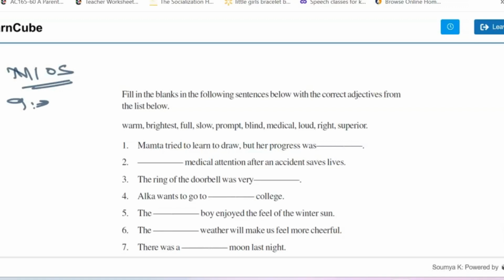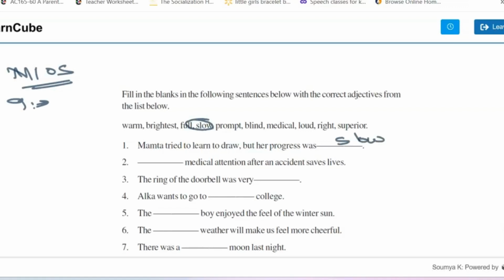Now let's see, her progress was warm? No. Brightest, full, slow, prompt, blind, medical, loud, right, superior. So I don't think any of them matches other than slow. So in this case, you can substitute here slow.